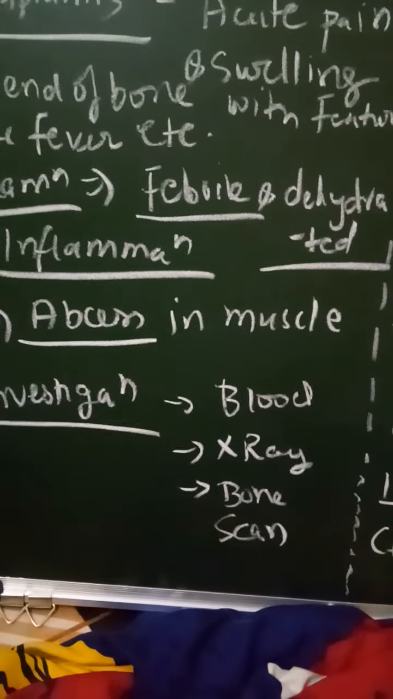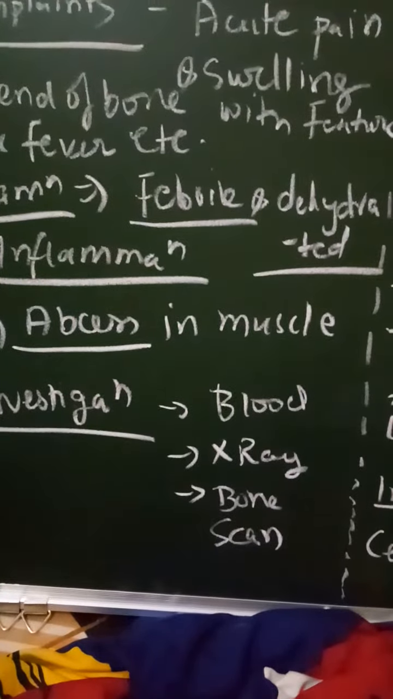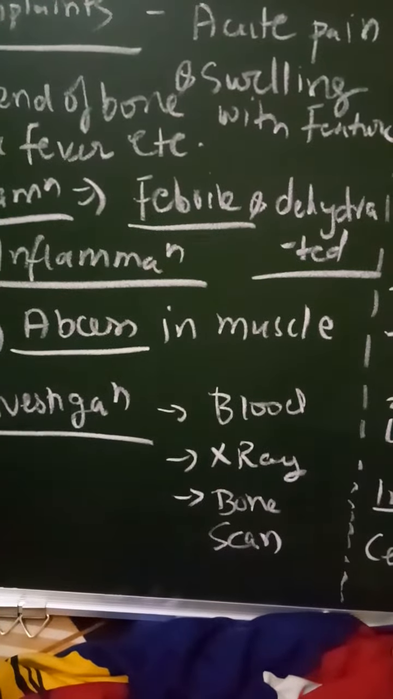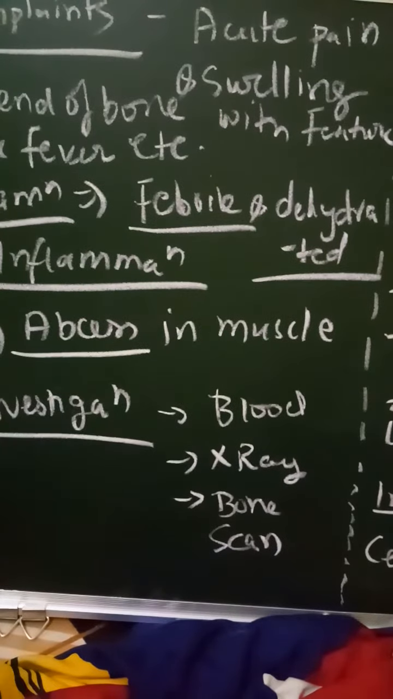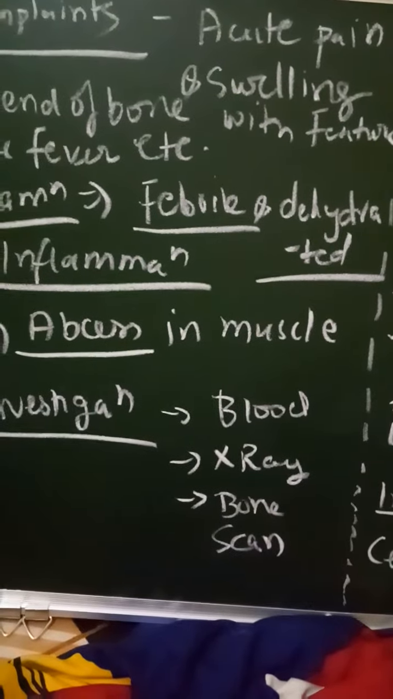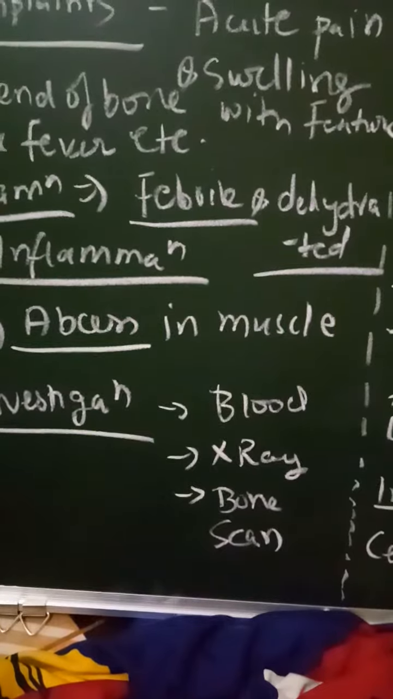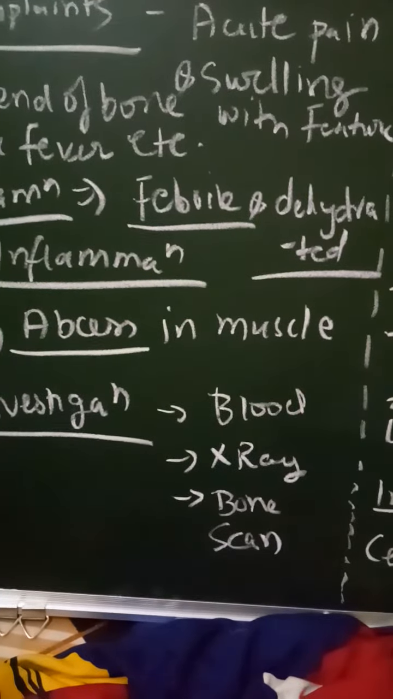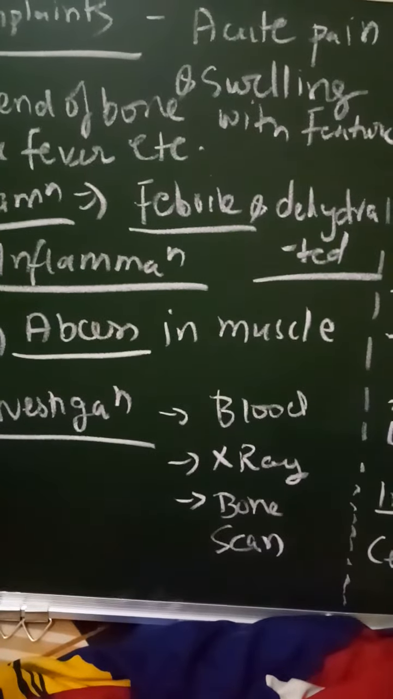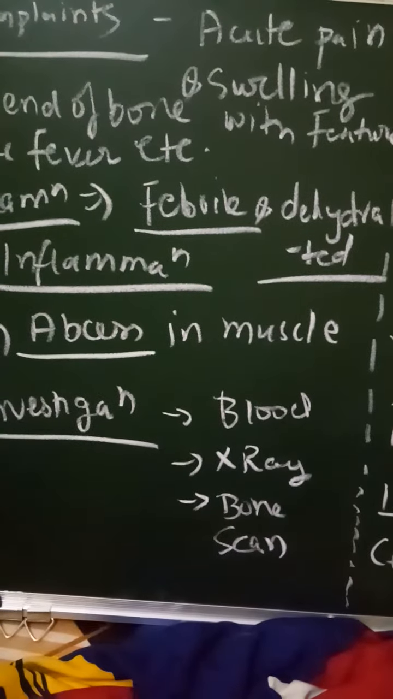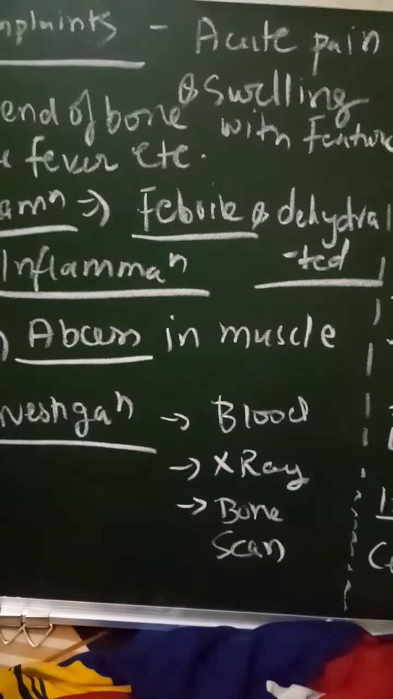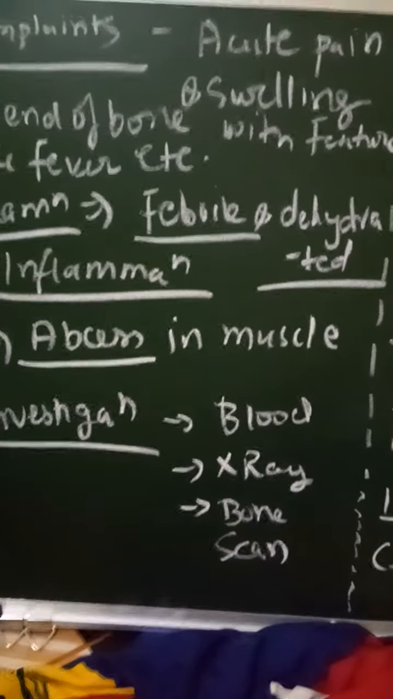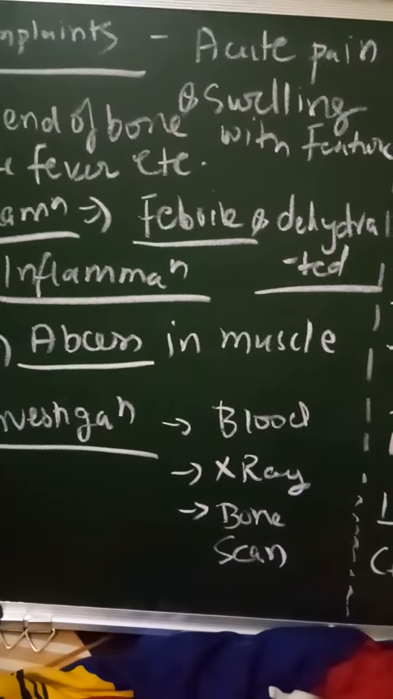And lastly, we can do a bone scan. A bone scan using technetium 99 may show increased uptake by the bone in the metaphysis. This is positive before changes appear on X-ray. This may be indicated in a very early case where the diagnosis is in doubt. Indium 111 labeled leukocyte scan can be the most specific for the diagnosis of bone infection, so you have to remember indium 111 labeled leukocyte scan.